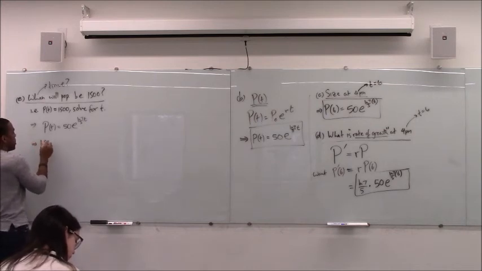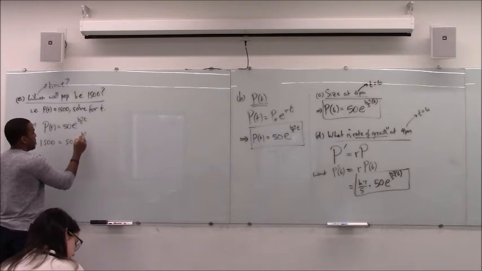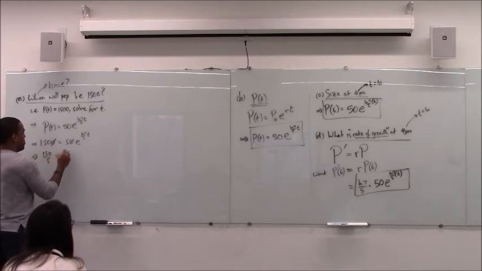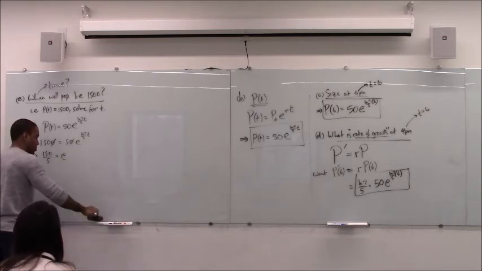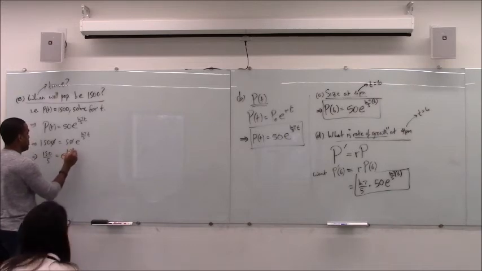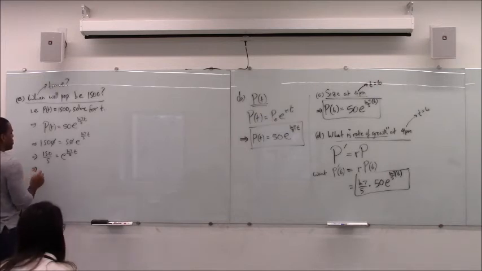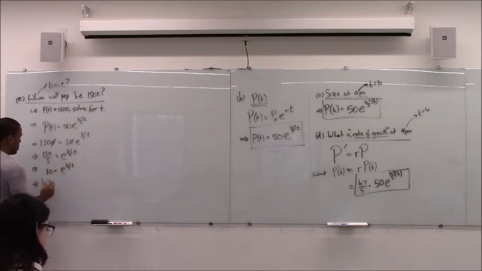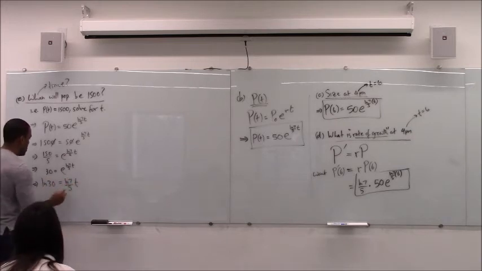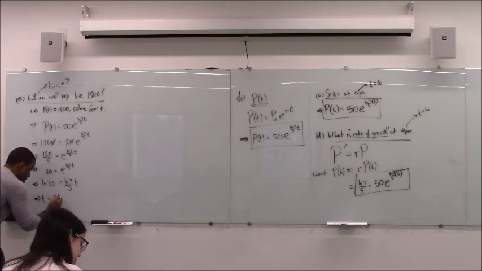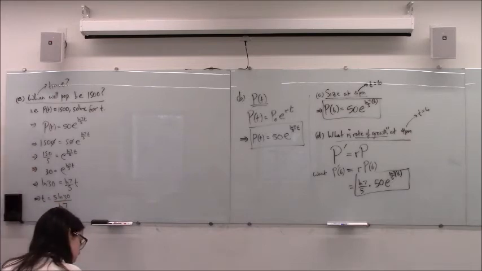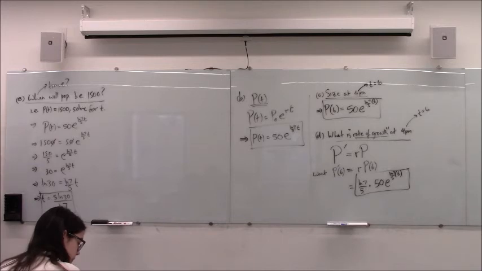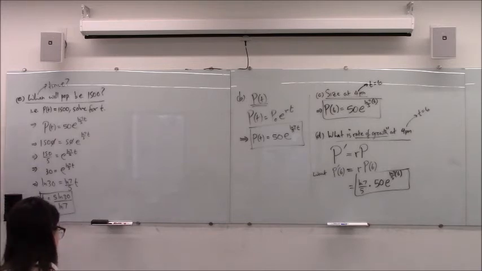I want to know when this population will actually hit 1500 if I started at 50. So I can divide, so it's 1500 over 50, which is 30, equals e to the (ln 7 over 5) times t. I want to find that t. So I can ln both sides: ln of 30 is going to be ln of 7 over 5 times t. So my t is going to be 5 ln of 30 over ln of 7. And it's pretty much as simple as we can get it here. Questions?